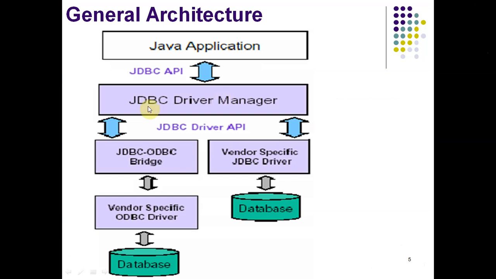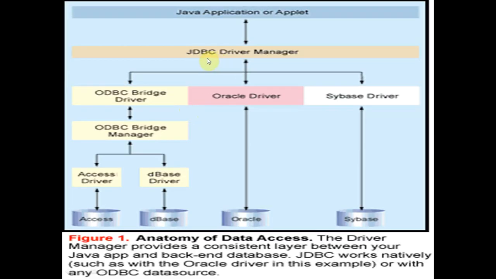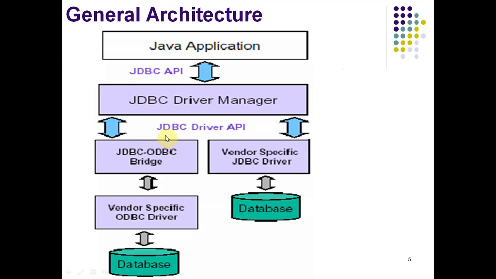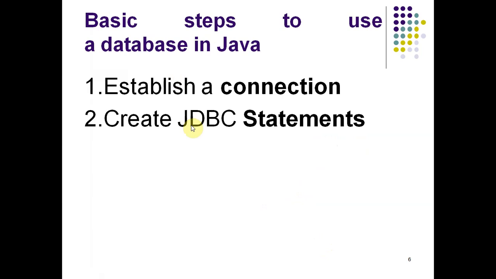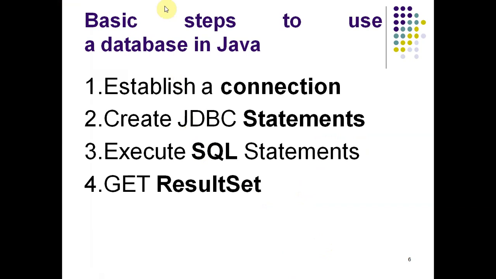Here we have the Java application, the JDBC API, and the JDBC driver manager. You can see that the previous diagram also had the JDBC driver manager. Here also we have the JDBC driver manager, then the JDBC-ODBC bridge, then the vendor-specific ODBC driver, then the database. This is the general architecture of database connectivity. And there are 5 different steps for completing this database connectivity and accessing data from the database table.